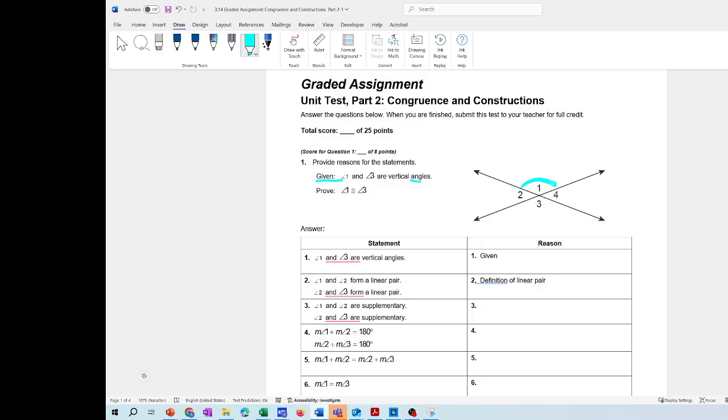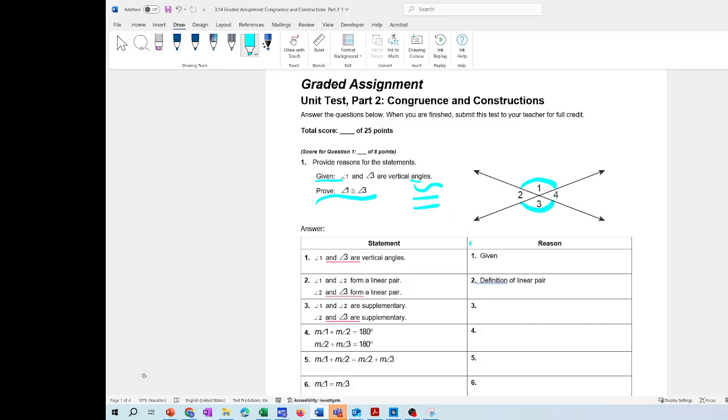So let's take a look. Angle 1, angle 3. They are vertical angles because they are opposite to each other. They're going to be congruent. That means that they're going to have the same measurement. And also angle 2 and 4 are also vertical. So you're going to prove that angle 1 is congruent, same measurement as angle 3. Remember, this symbol means congruent.